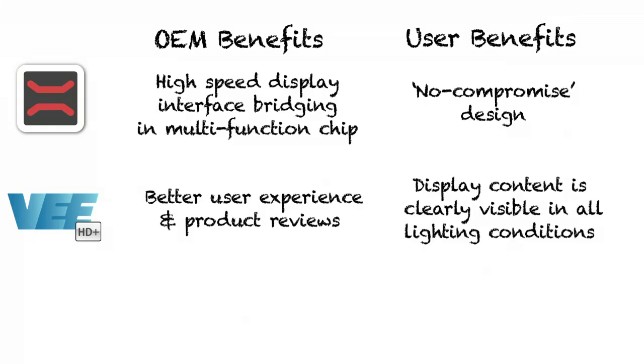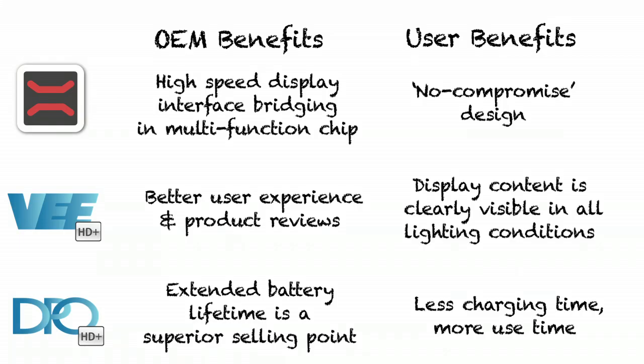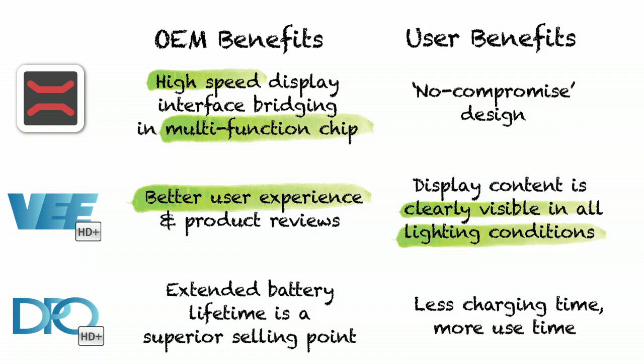The ArcticLink 3 VX offers distinct user and OEM benefits. For the display bridging feature, the ArcticLink 3 offers the OEM the benefits of high-speed display interface bridging and a multi-function chip. And for the user, a no-compromise design. No longer do OEMs need to choose processors and displays based specifically on the interface. With VHD, the OEM benefits from a better user experience and better product reviews. And of course, the user is given display content that's clearly visible in all lighting conditions. And finally, with DPO Full HD, the OEM benefits from extended battery lifetime, and that is a superior selling point. And for the user, of course, less charging time and more use time.